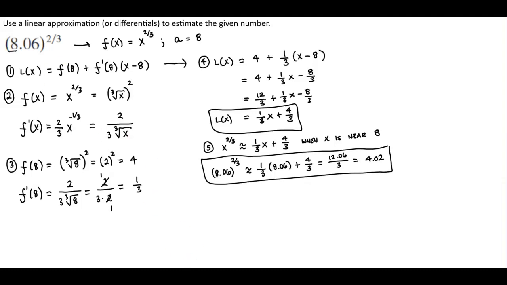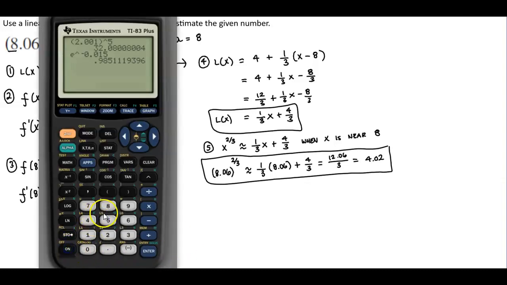And let's go ahead and verify our result. So if we take 8.06 and raise it to the exponent of 2 divided by 3, we get 4.02 if we round it to 2 decimal places.